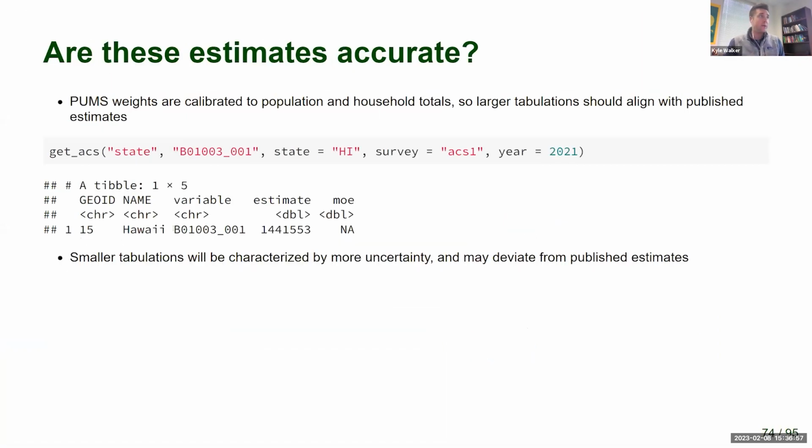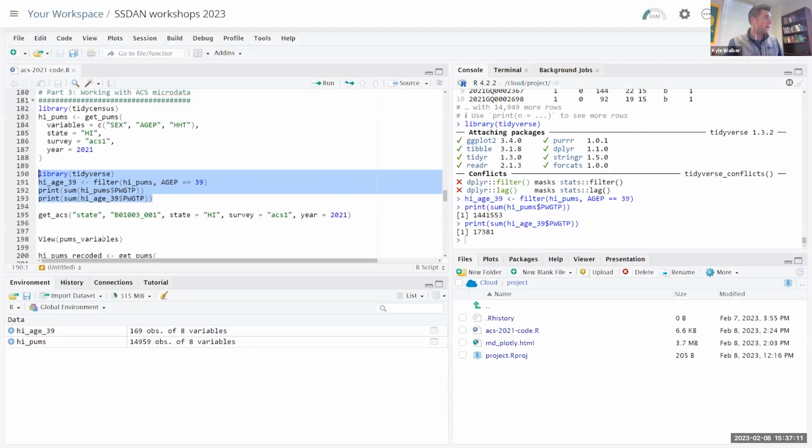PUMS data are calibrated to population and household totals in ACS. And so larger tabulations should align with what you get in the published tables. And we can check our answer by using get_acs for the population of Hawaii. Let's take a look at it.